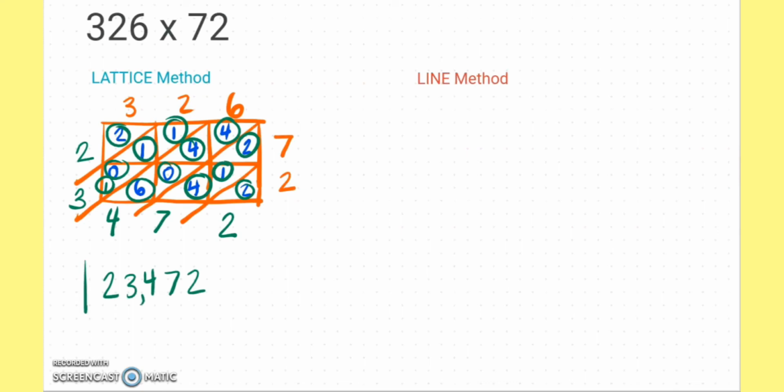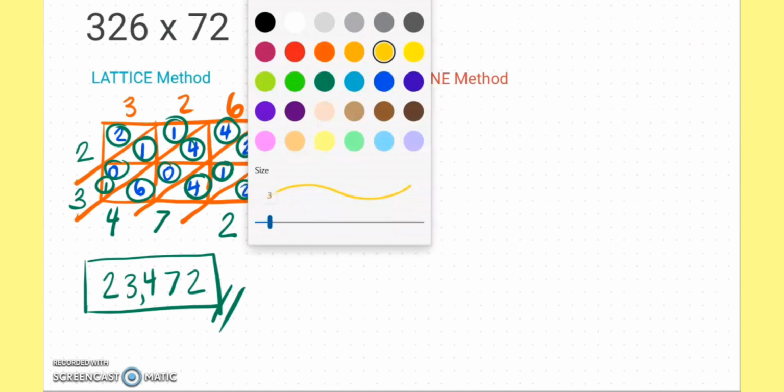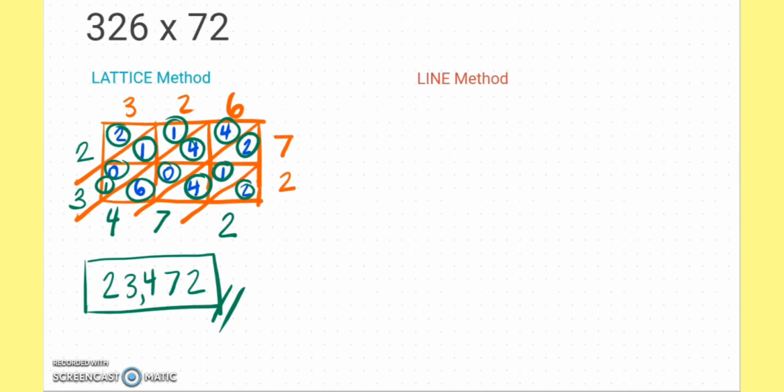So 23,472 is our product. Very fast. And then for the line method, I hope the space is okay. Let us just make our writing a little thinner. So we have 3, 2, 6 starting from the top.